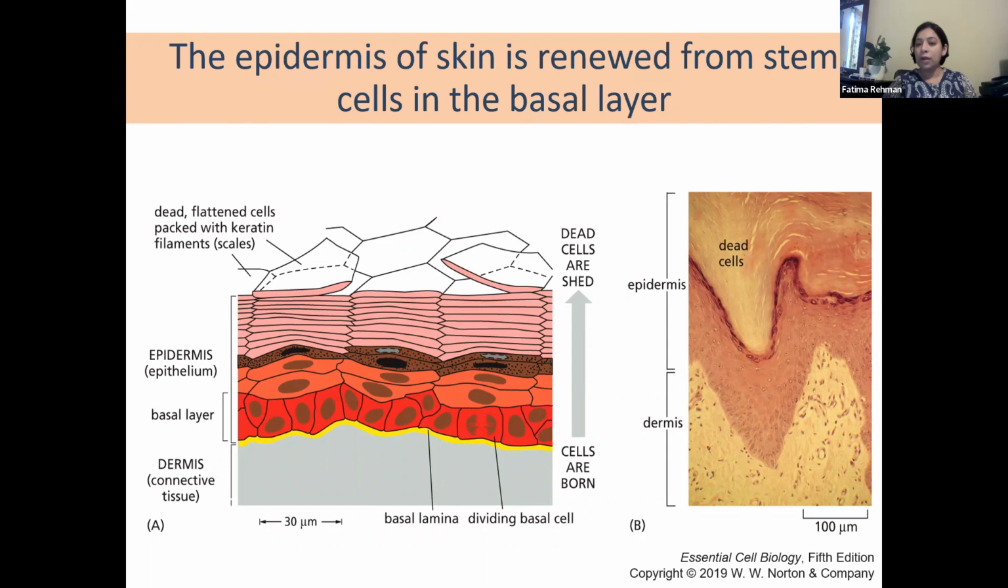So here, if you take a cross section of that, this is looking at an H&E. Right down here, in the dermis, is where you have active cell division happening, right above your connective tissue. And this epidermis is living cells, but these are the cells that have already terminally differentiated. And on top is your dead cell layer.